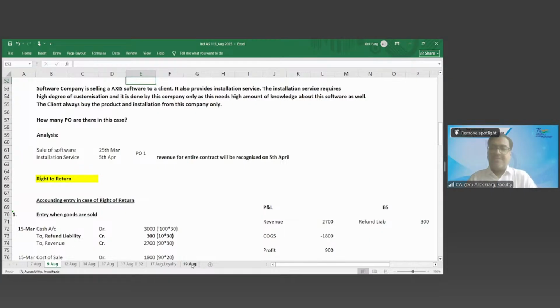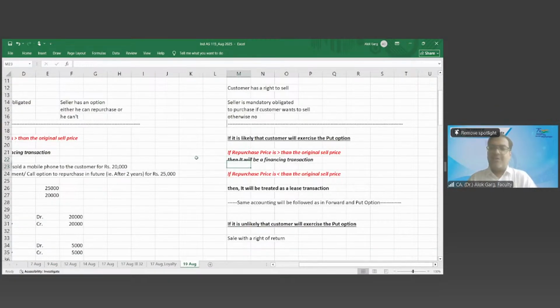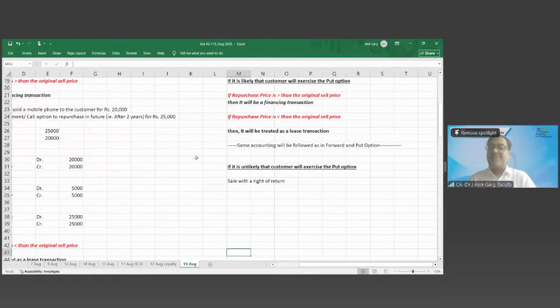Okay, so friends, we understood the accounting of repurchase agreement. Now, let's discuss a question on the repurchase agreement. Did you understand the repurchase agreement well? Yes, sir. Very much clear, sir. Very much clear? Very good.